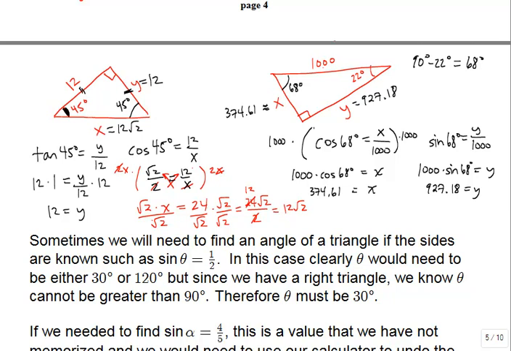Okay, in the last few examples, it was fairly easy to figure out what the missing third angle was because we already knew the other two. But sometimes we will need to find an angle of a triangle if the sides are known, such as sine of theta is equal to a half. In this case, clearly theta would need to be either 30 degrees or 120 degrees because that's where sine of that angle is equal to positive 1/2. But if we know that we have a right triangle, theta can't be greater than 90 degrees. So in that case, theta would have to be 30 degrees.